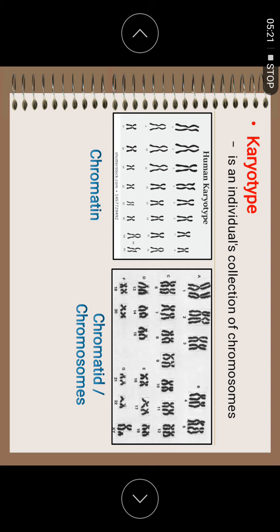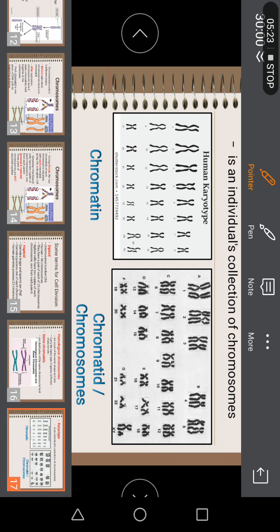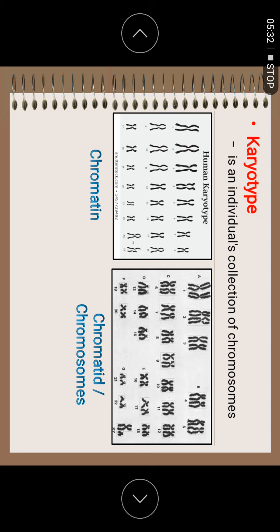Okay, this is 1, 2, 3, 4, 5. Here we have 23 pairs. Okay, so you have 23 pairs. This is plus XX or XY, so 23.